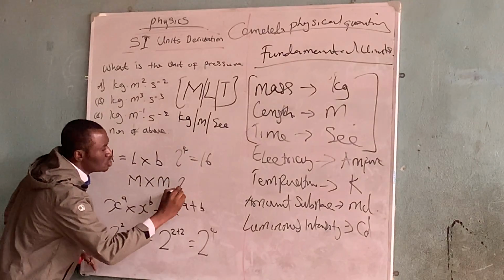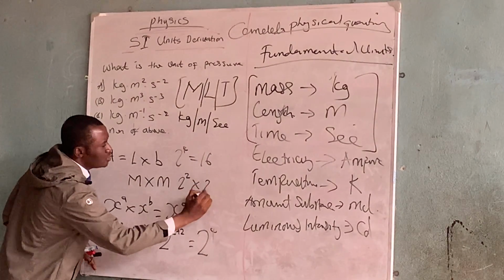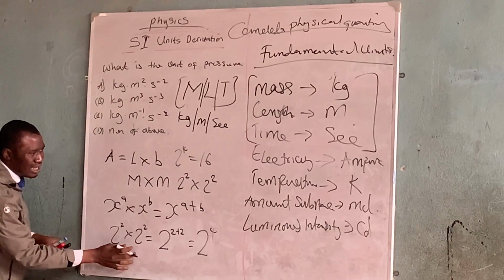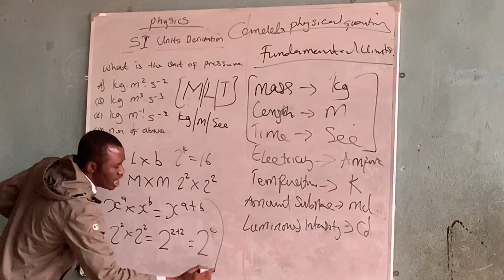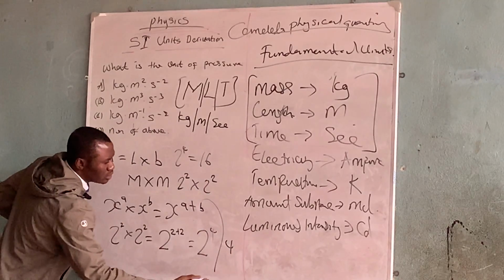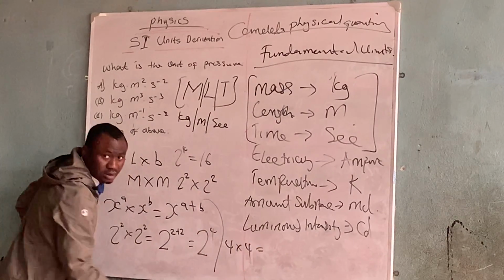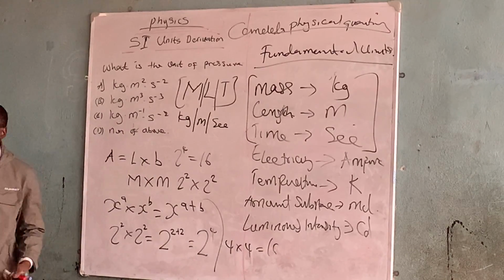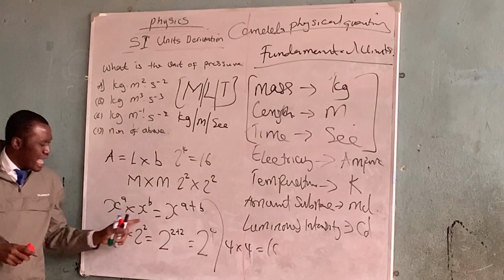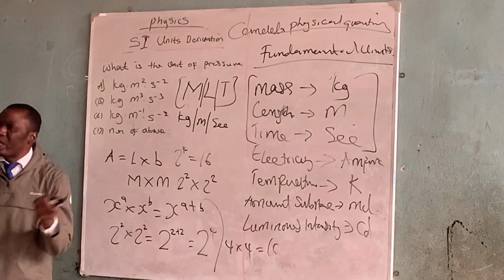If you have 2 raised to the power of 2 times 2 raised to the power of 2, which is what you are seeing here. Are you with me? 2 raised to the power of 2 is what? It's 4. 2 raised to the power of 2 is what? 4. 4 times 4 is what? 16. Are you seeing that? Yes. So if you have the same base, if you have x and x, 2 and 2, they are the same thing, so it's the same base.